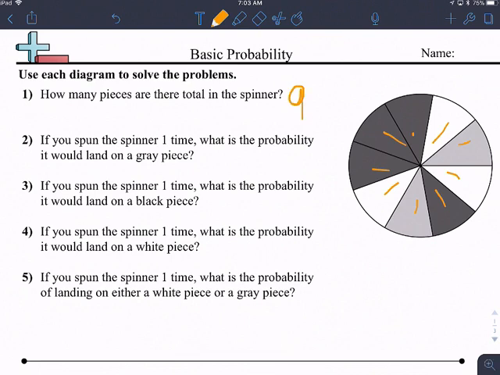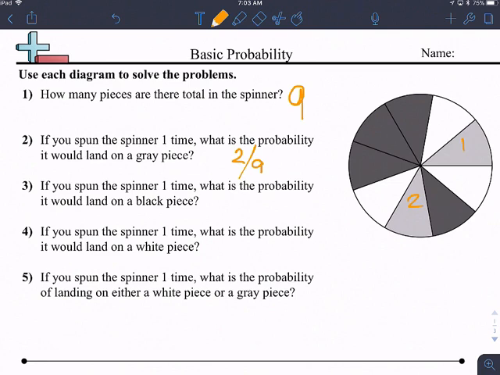If you spun the spinner one time, what is the probability that you would land on a gray piece? So, looking at my spinner here, I have 2 pieces that are gray. In this case, they're using the dark gray as black. So, we have 2 out of 9, because there's 2 gray pieces, 9 total.